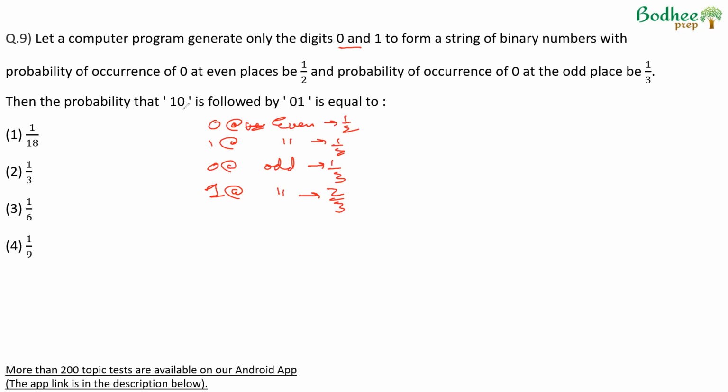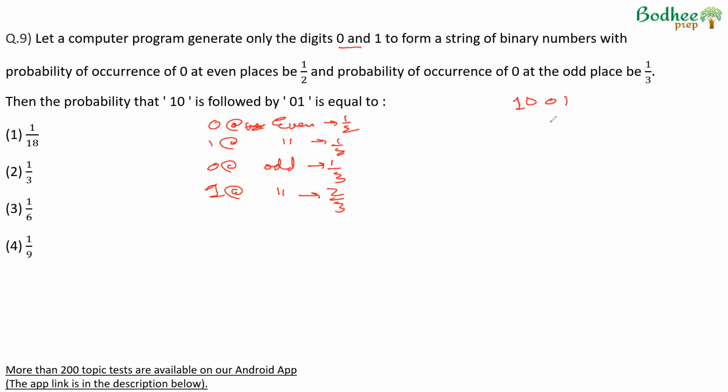The probability that 1 0 is followed by 0 1, 0 1 is followed by 1 0, 1 0 is followed by 0 1. This is what we want to do.